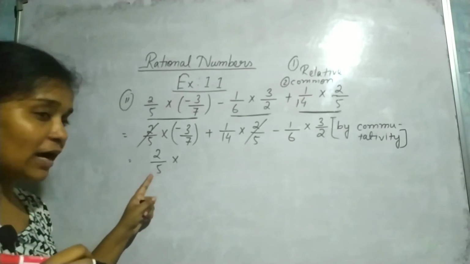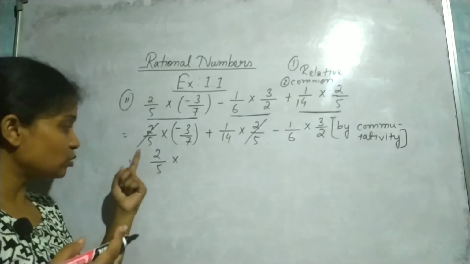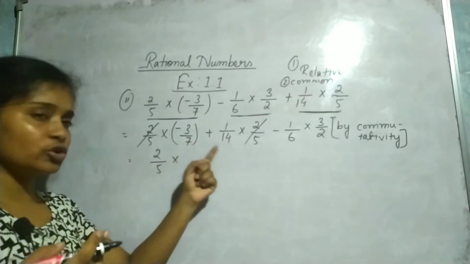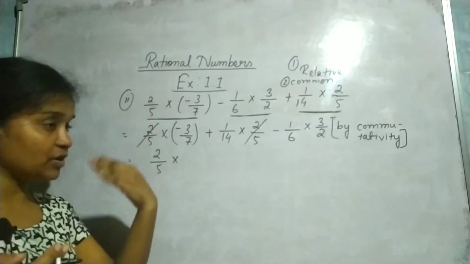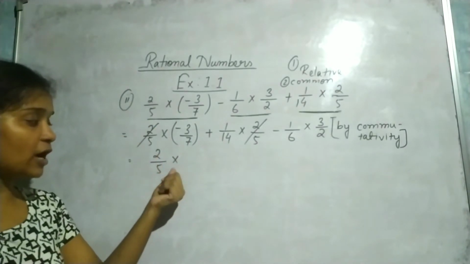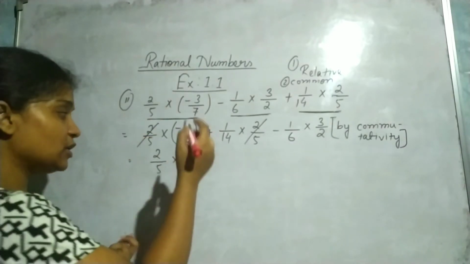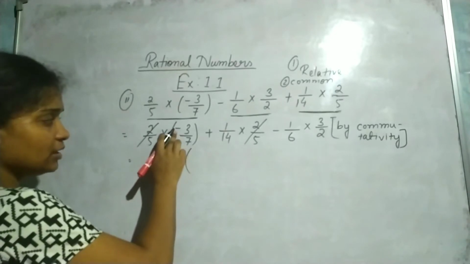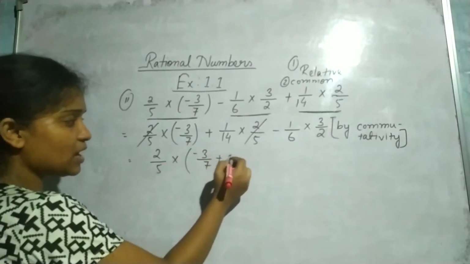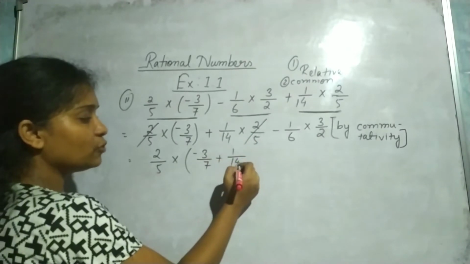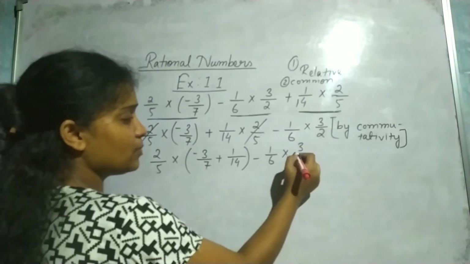Why? Because this multiplication sign we are using to denote relatives. Now 2 by 5 is relative to both of them, no? That's why, after bringing this common number outside, you have to use a multiplication sign. After that whatever number is left, you need to write that one. So use a bracket. Here what is left? Minus 3 by 7. After 3 by 7 what sign is there? Plus. Then what is left? 1 by 14 minus. Then what is left is all that, 1 by 6 into 3 by 2.